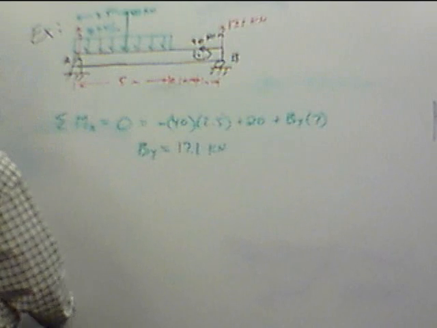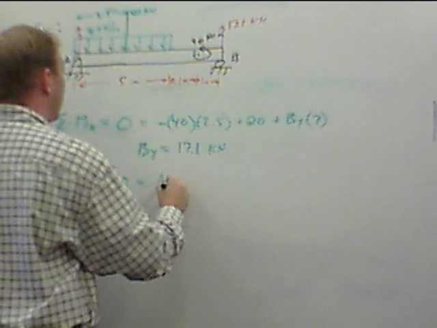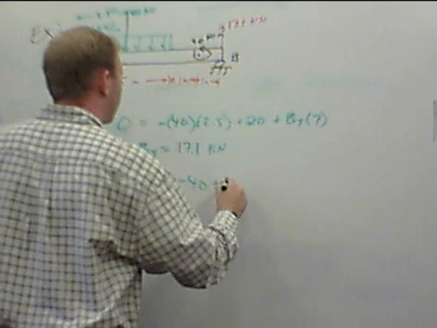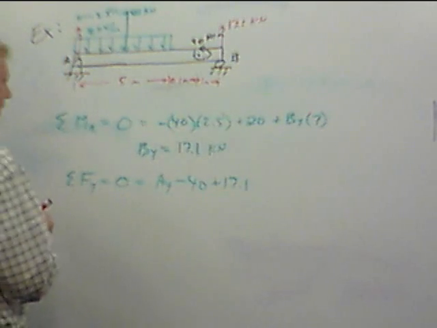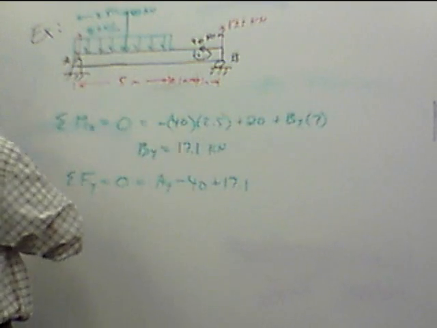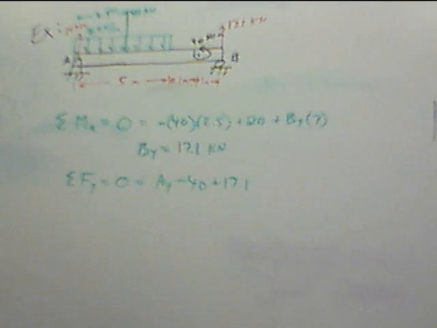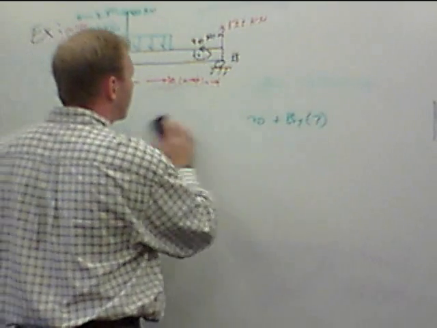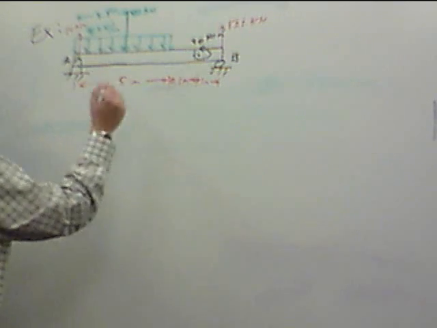Then I can go ahead and do summation of forces in the Y equals 0. That means we have AY minus 40. The applied moment doesn't matter, we're adding forces, plus 17.1. This is going to give us a 22.9 for AY. All right, and just double checking, 22.9, that works. All right, so now I found my support forces. I can start talking about splitting this into sections and finding the internal forces.